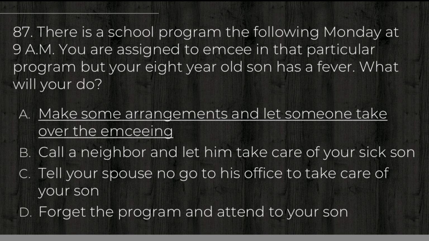So we cannot just entrust our child to our neighbor unless, maliban na lang kung sila yung kapamilya, immediate family, who are available and willing to take care of your child. Yung letter C naman, it assumes that a spouse has no work obligations. At yung letter D, it fails to uphold professional duties. So number 87 ay letter A.